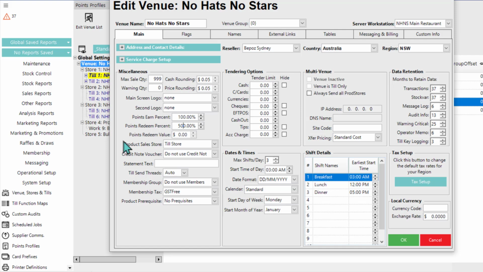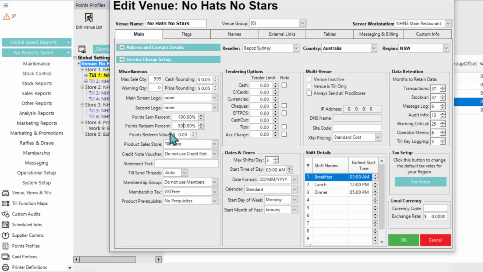Now, the final venue level point setting is this points redeem value. Now, this is very important to have set correctly because it sets the amount that a single point is worth when redeeming in the local currency, whatever the local currency is for you. So to put it another way, it is the monetary value that's assigned to one singular point. I had not mentioned this concept previously so that we could focus more on the points percentages up until now, but this value can play a big role in the overall point system.